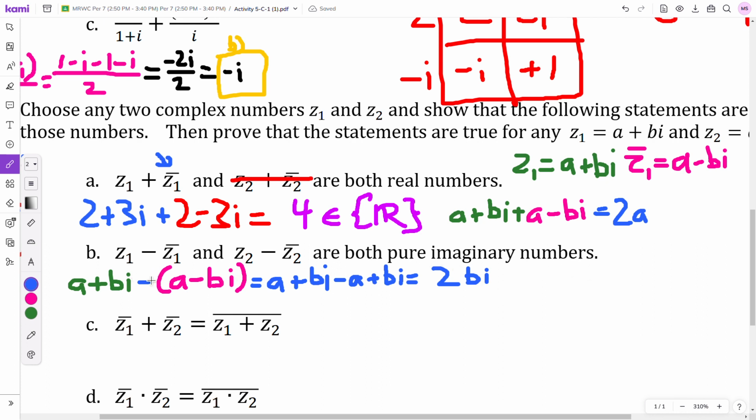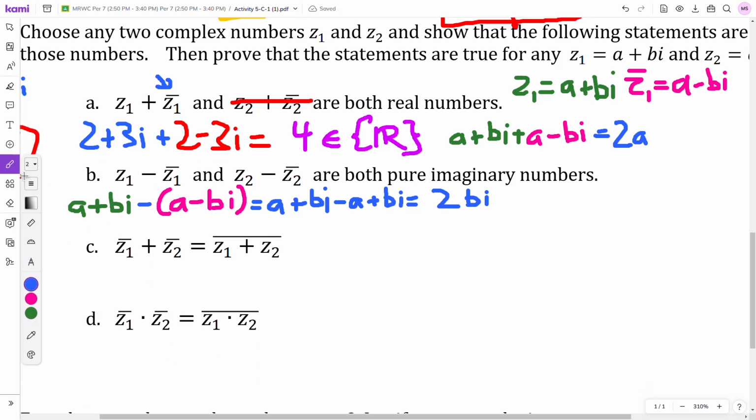Other ones here. z sub 1 plus z sub 2. If you add them, it's the same thing as adding the conjugates of the original. Let's go ahead and try that out. So let's say that we have a minus bi, so that's what they're saying, plus c minus di equals z sub 1, the original without the conjugate. So that would be a plus bi.